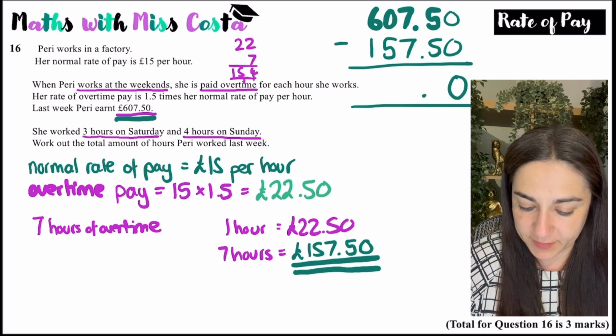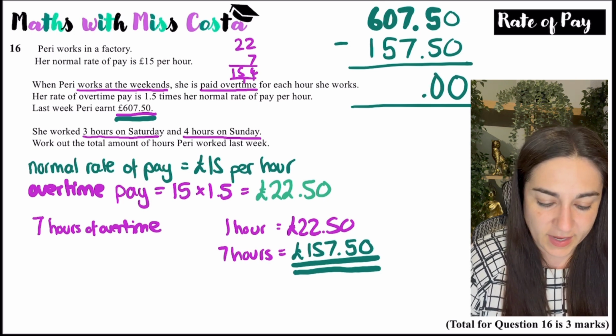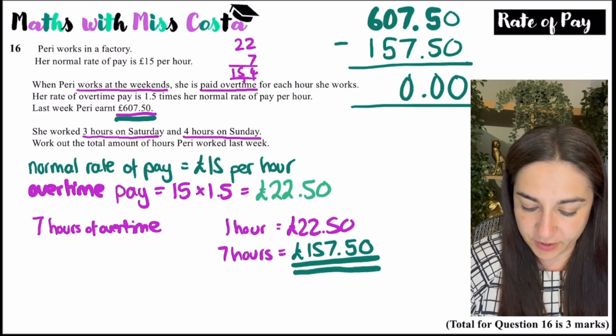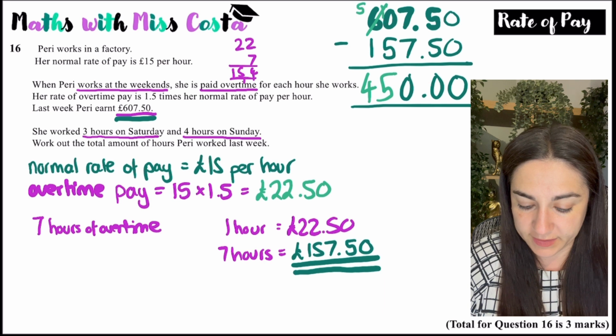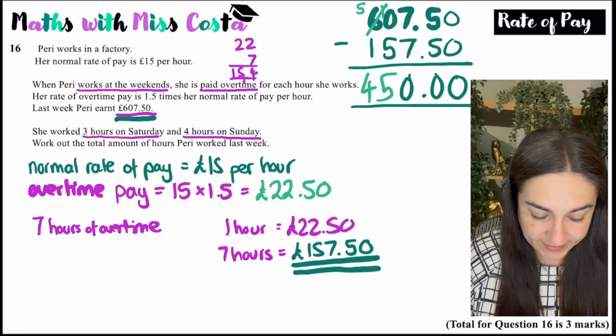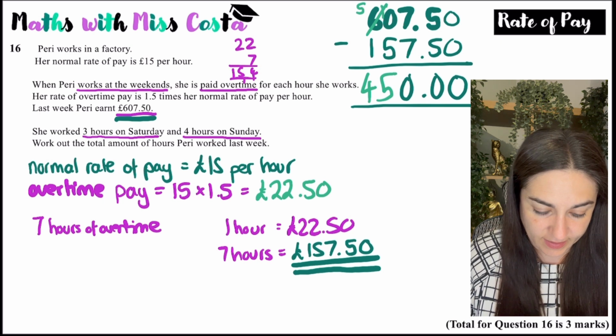must be how much she got paid for her normal hours worked. So 0 take 0 is 0, 5 take 5 is 0, 7 take 7 is 0, 0 take 5 you can't do, so we're going to borrow, so that will become 5, 10 take 5 is 5, 5 take 1 is 4. So that means for her normal pay, she got paid £450.